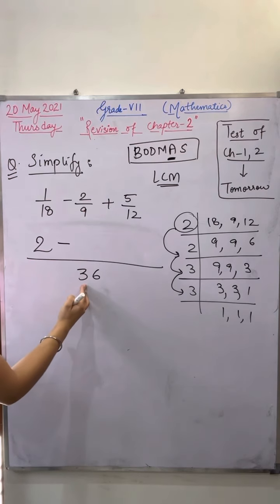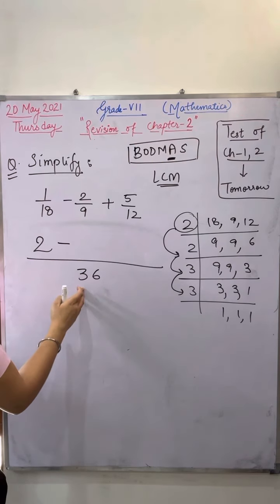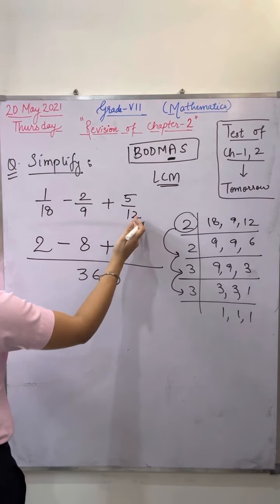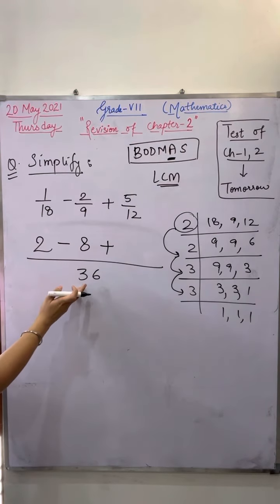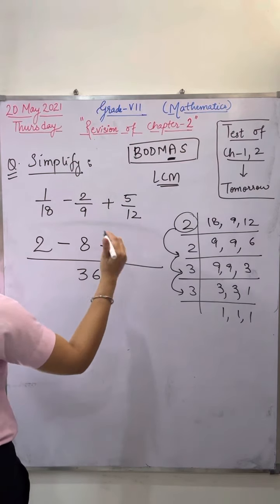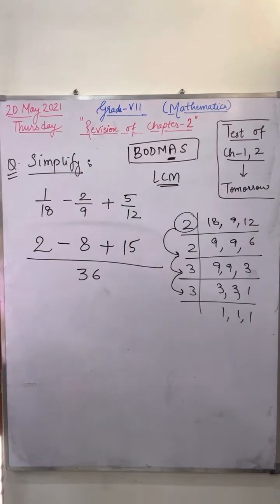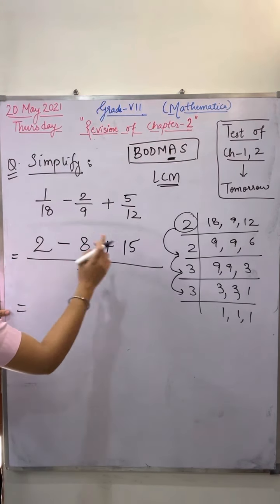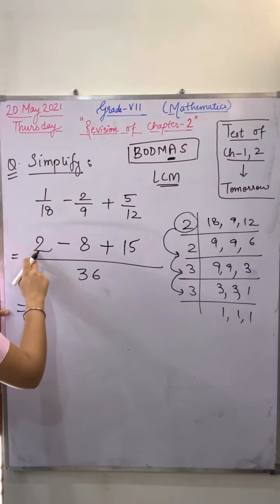9 divided by 36, that is 4. 9 4s are 36. 4 into 2, that is 8. Plus 12 divided by 36, that is 3, and 3 5s are 15. Now solve this. 2 and 15 and 2, that is 17.